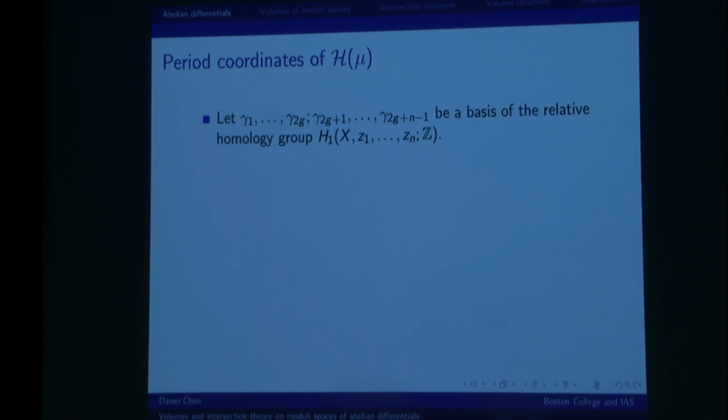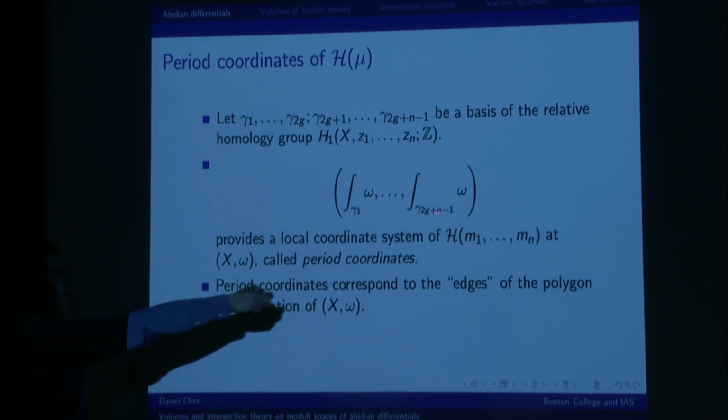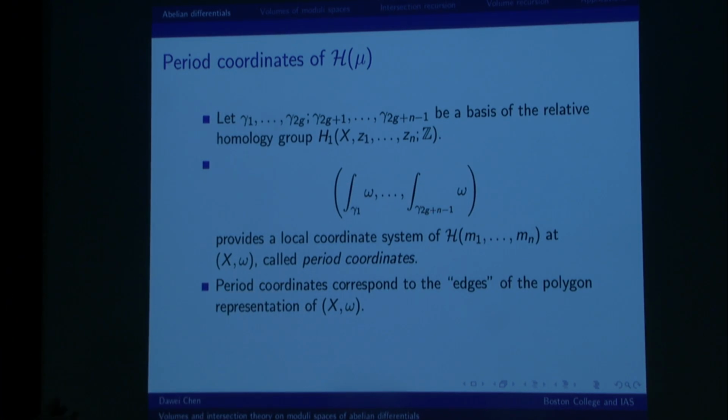Once you have this chosen basis of the relative homology group, you have the form omega. You just integrate it against this basis. You just get 2g plus n minus 1 complex numbers. And I claim that these 2g plus n minus 1 complex numbers really control the deformation of the form omega while preserving its zero type. Here's a heuristic argument, just because these integrals really control the shape of the polygon. So let's come back to the original picture.